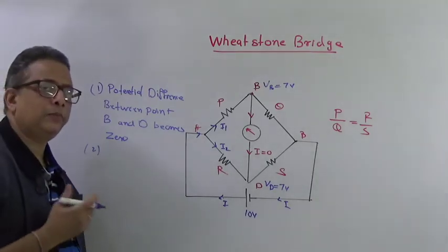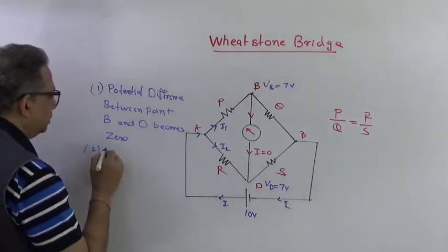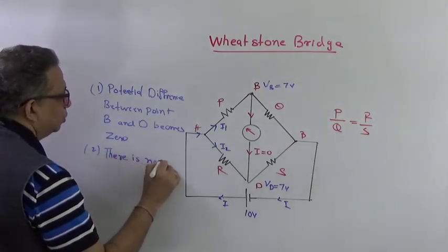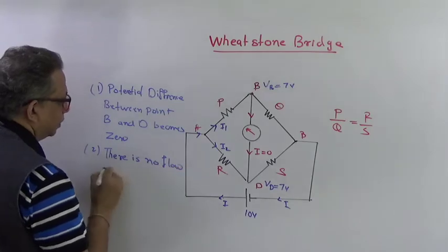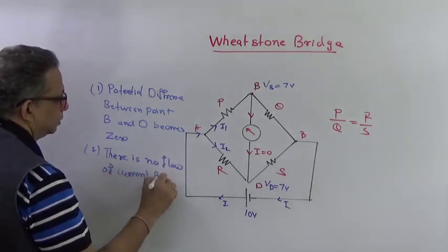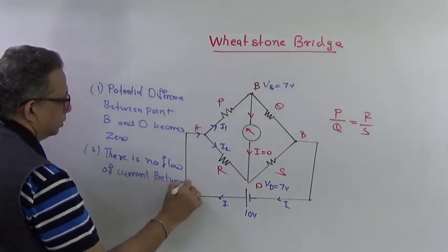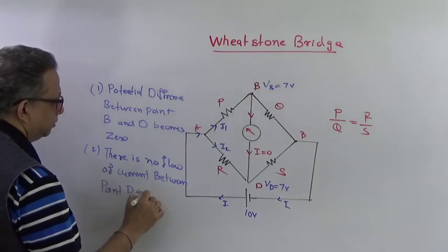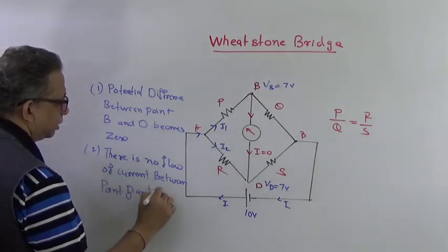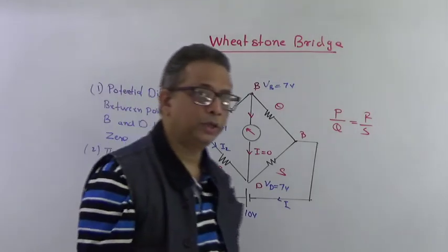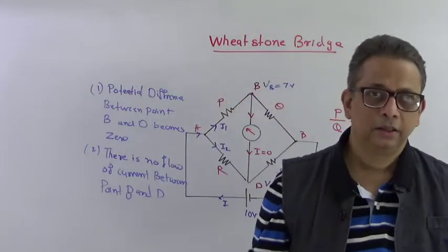Now what all things happen because of this situation? Then there is no flow of current between points B and D.